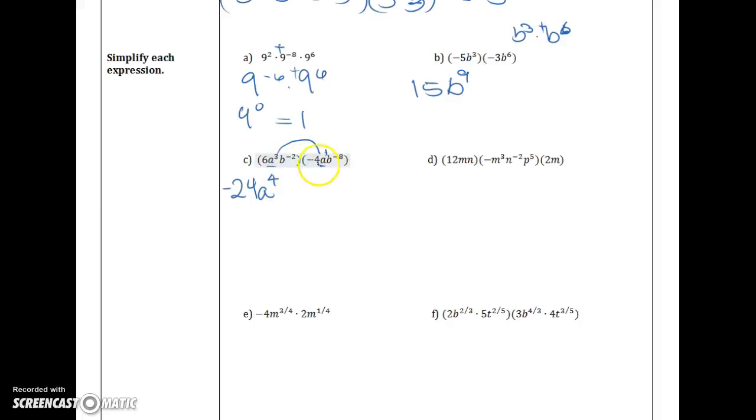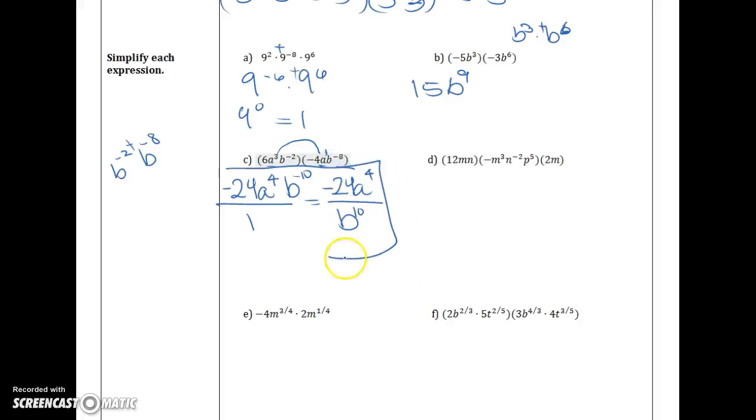And then you have b to the negative 2 times b to the negative 8. Well, if I add these exponents, negative 2 plus negative 8 gives me negative 10. And now, in my mind, I have an alert system. I have a problem with this negative exponent, so I'm going to go ahead and put this over 1. Now, negative 24, it's not an exponent, so I'm going to leave that as negative 24. A to the 4th, that's fine exactly where it is. I like it right there. This negative has to leave. If it's negative up top, I move it down to the bottom, and that's when it becomes b to the positive 10. Now, that is box worthy.